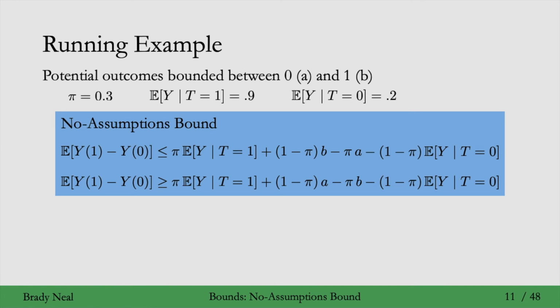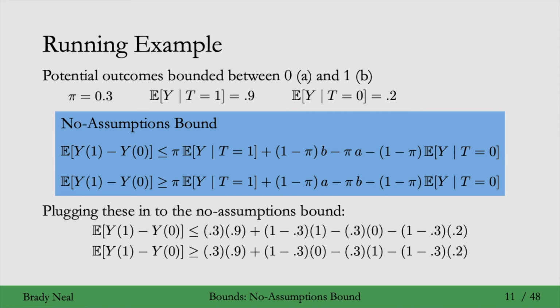Here is the no assumptions bound again, so you can see what we're plugging these numbers into. And here are these numbers plugged into the no assumptions bound. If you do a bit of arithmetic here, you get this for the interval for our ATE. The ATE must be between negative 0.17 and 0.83. It's a bit unsatisfying that this interval contains 0, because ideally we would have an interval that is only on the positive side or only on the negative side. So then we know whether or not there is a causal effect.